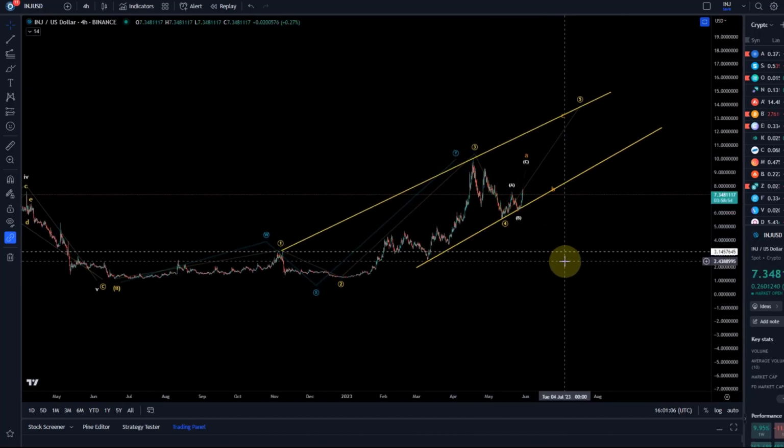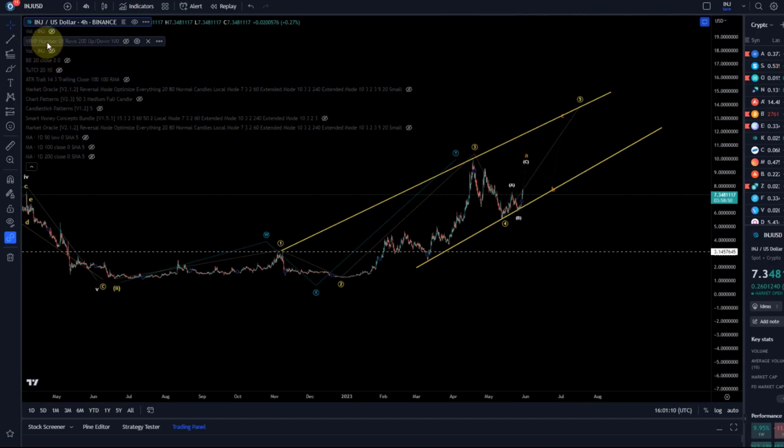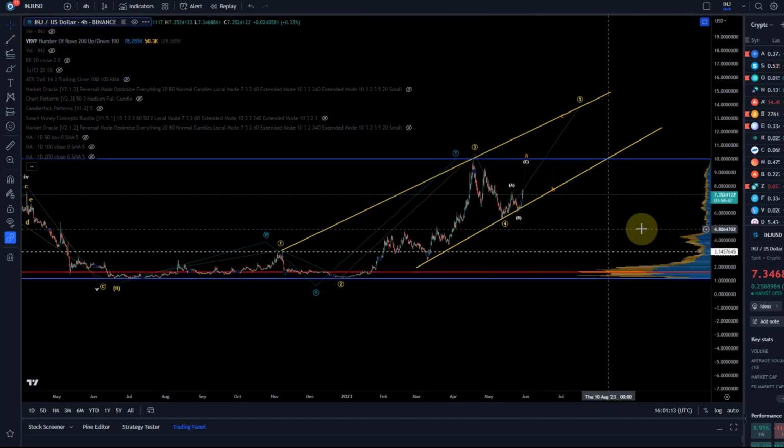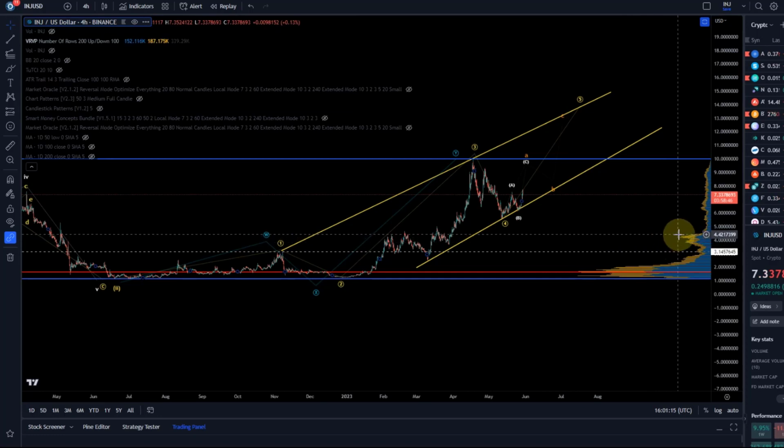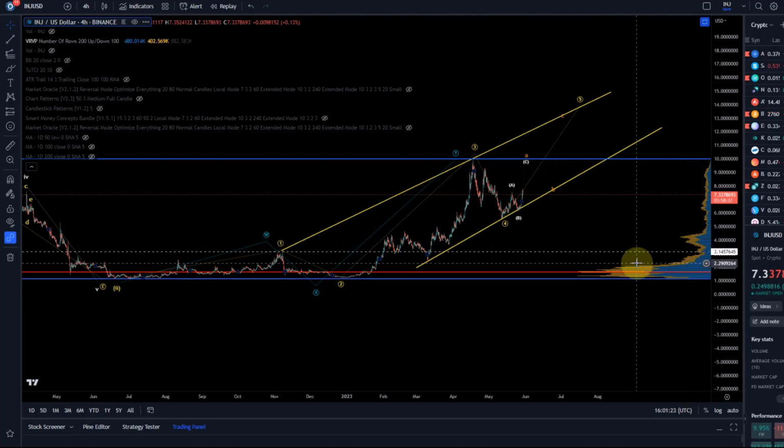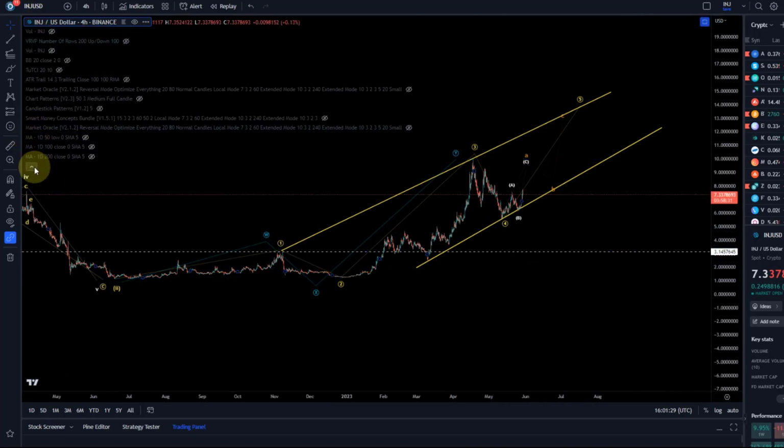Need to see how the structure then develops, but if you add the VRVP in terms of where we have significant volume, it would first of all lead to a drop into the, I would say, 450 region here, where we have that spike on the VRVP. And then down here, we have lots of volume below $2.30, which could be another area of support. Okay, that's my update about INJ.